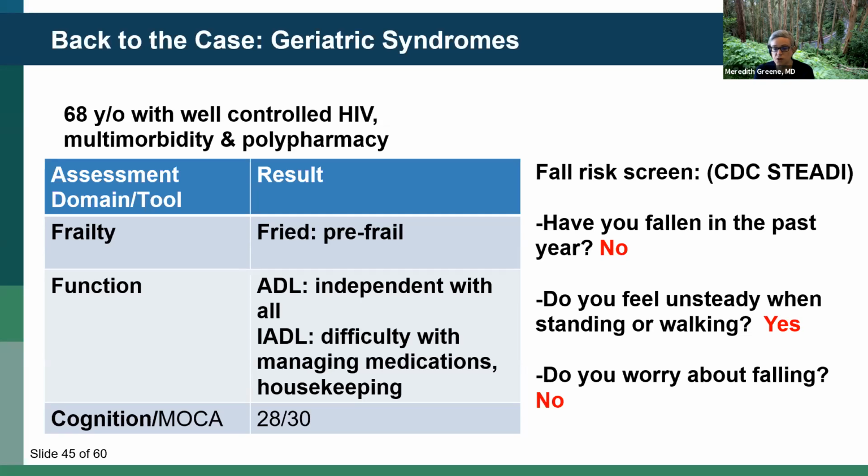So you decide you're going to do fall risk screening. So you ask 3 questions. Have you fallen in the past year? Do you feel unsteady when you're standing or walking? And he says yes. And do you worry about falling?